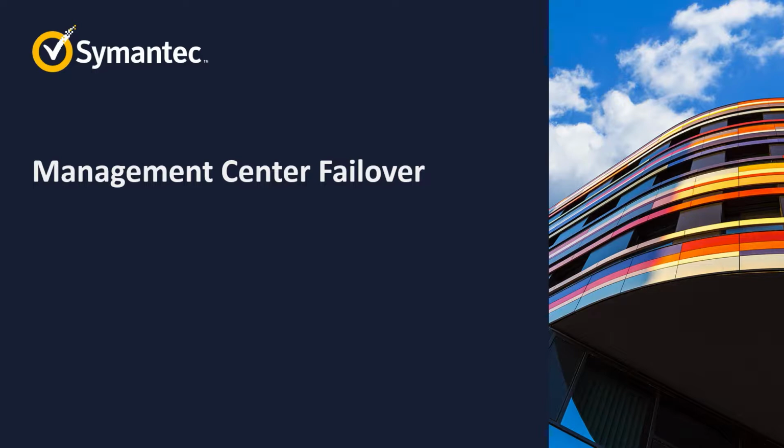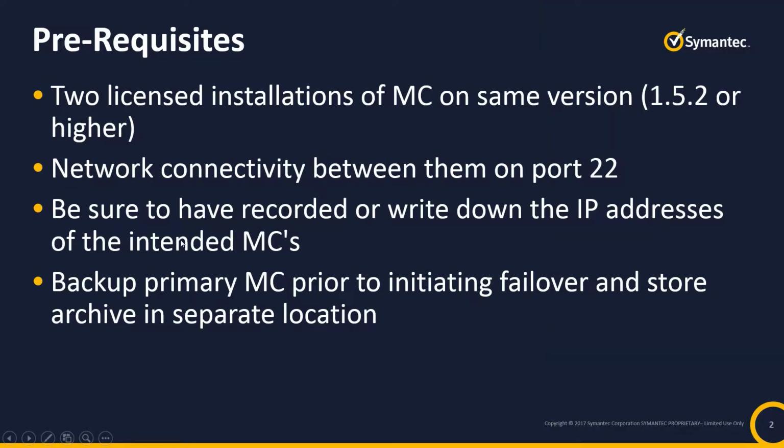There are some prerequisites that you need to be aware of prior to creating the active-passive failover pair. You'll need 2 licensed installations of Management Center on the same version, 1.5.2 or higher, but we always recommend that you be on the latest version of Management Center whenever possible. These installations can be any combination of hardware appliance or VM installation, with either of the devices being the primary or secondary appliance. You'll need to ensure that TCP port 22 is open and available between the appliances should they be in separate security zones, as this is the transport they use to synchronize their data and establish the heartbeats.